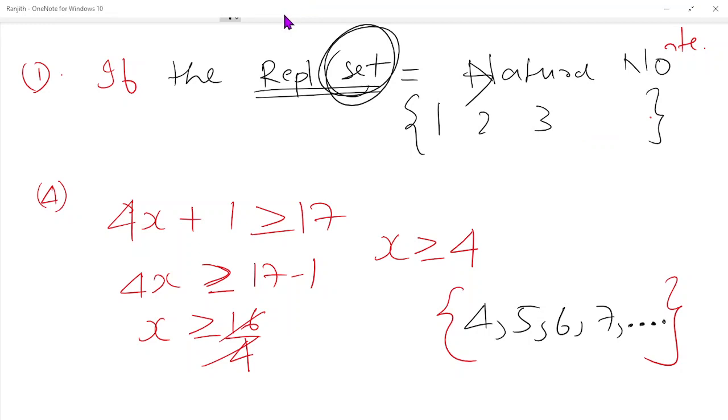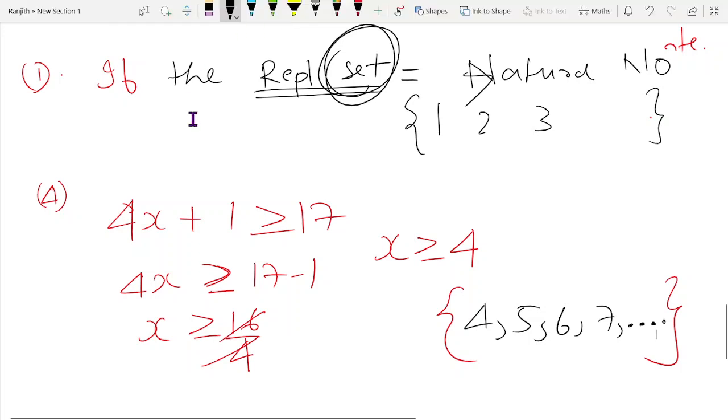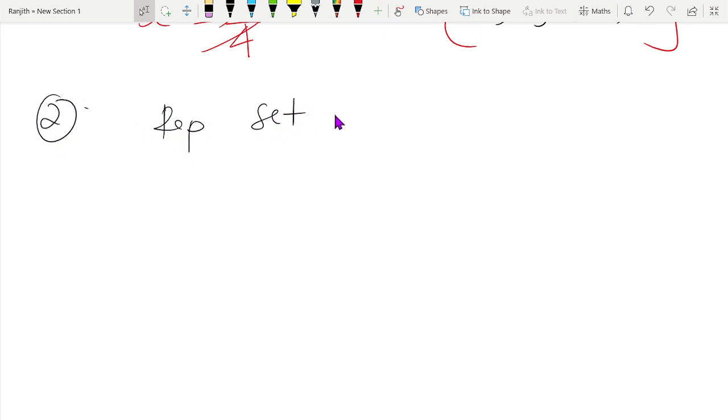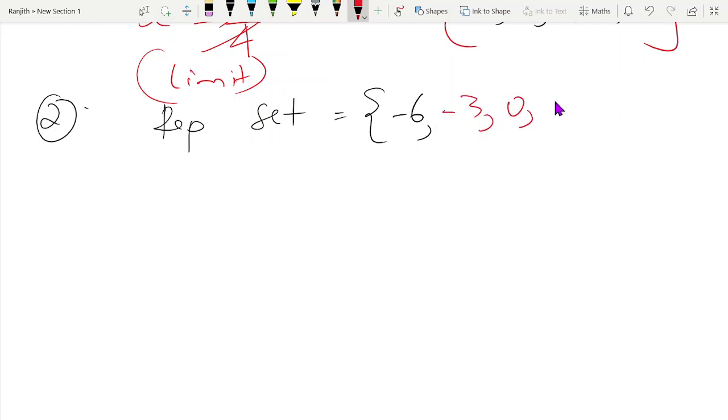Okay, next. Done till here. Try the second question. Yes, sir. Look at the second question. Replacement set is given. What is the replacement set here in the second question? Minus 6, minus 3, 0, 3, 6, 9, sir. What did I tell? It is also known as limits. Limit is like a barrier. You can't cross the values. Whatever is there in this replacement set, only from that you have to take the answers.